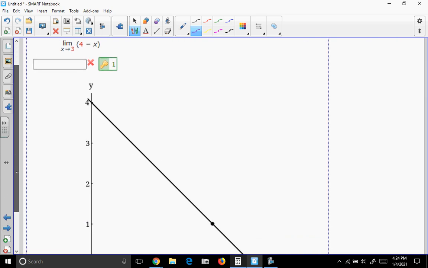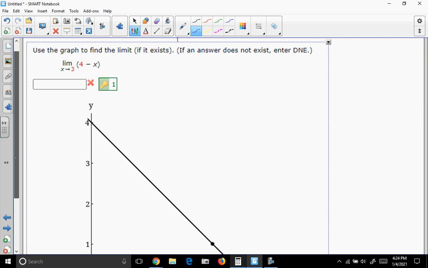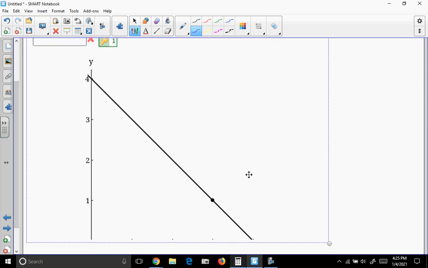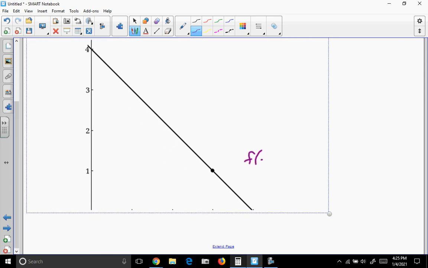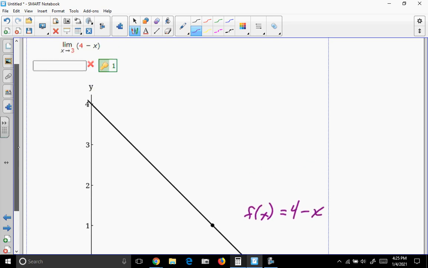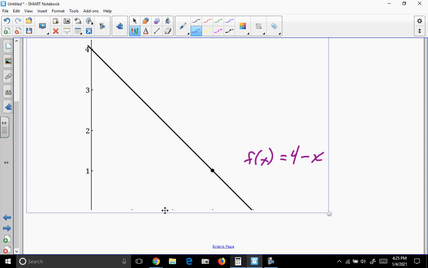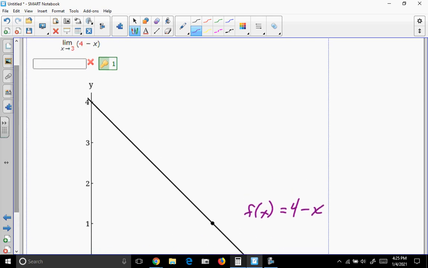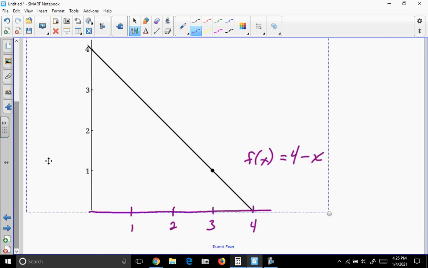Alright, so here's a visual. They tell us to use this graph. So this is the graph of the function 4 minus x. And here's x equals 1, x equals 2, x equals 3, x equals 4. They tell us to find the limit of that function as the x value gets close.